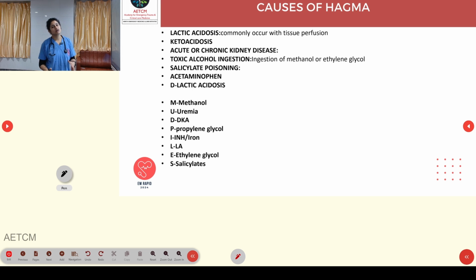The causes of HAGMA, as we all studied, are MUDPILES: methanol, uremia, DKA, propylene glycol, INH or iron, lactic acidosis, ethylene glycol, salicylates.